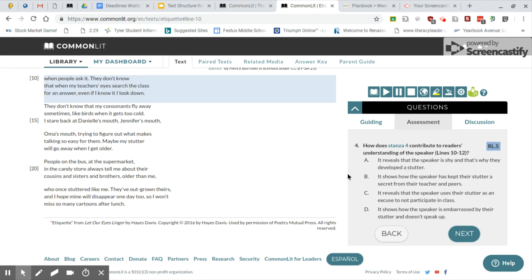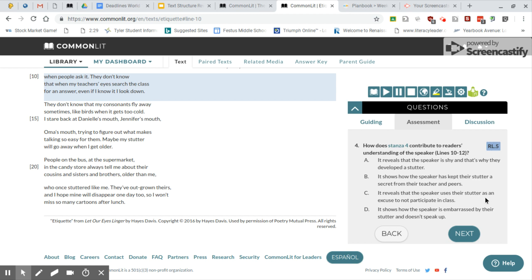It reveals that the speaker is shy and that's why they developed a stutter. No, it doesn't say anything about the reason for developing the stutter. It shows how the speaker has kept their stutter a secret from the teacher and their peers. It doesn't say that it's a secret, and we kind of get the idea that the teacher knows, so that's probably not correct. It reveals that the speaker uses their stutter as an excuse to not participate in class. Well, they're not telling the teacher that they can't. They're just kind of embarrassed and trying not to speak in class because they're looking down.